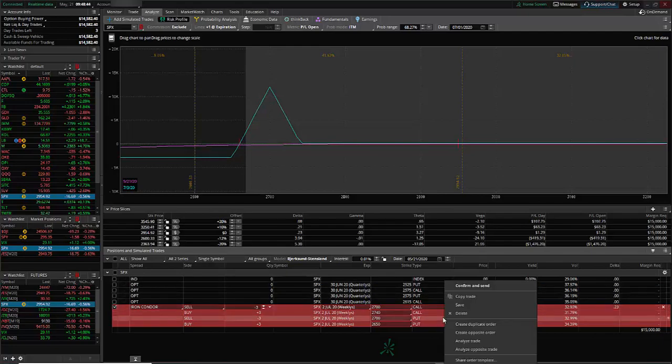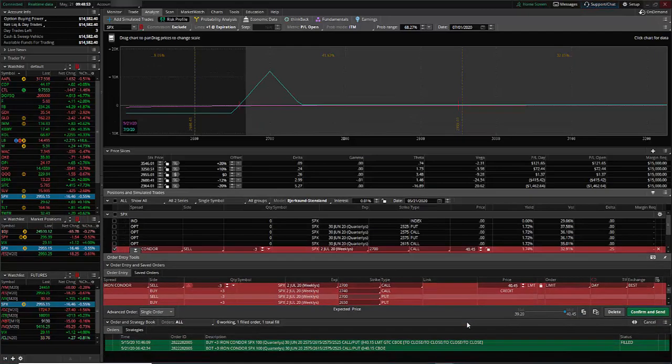So I'm going to go ahead and take this. I'm going to right click, and I'm going to hit create duplicate order, and unlock this. Kind of watch it for a little bit. We want to get as high a credit as possible. Make sure that we're doing 3 tranches.